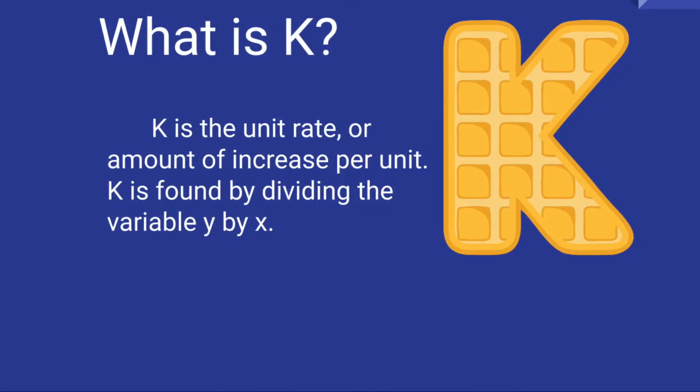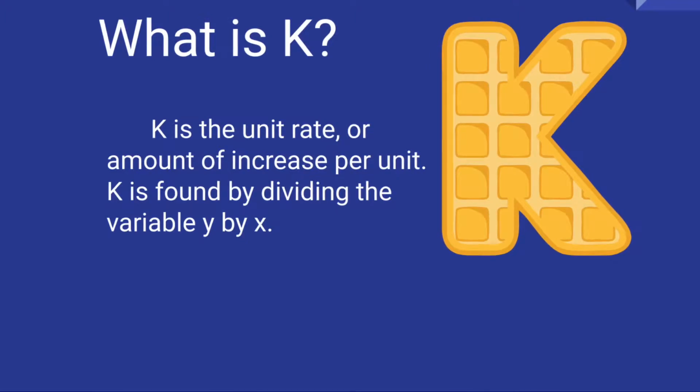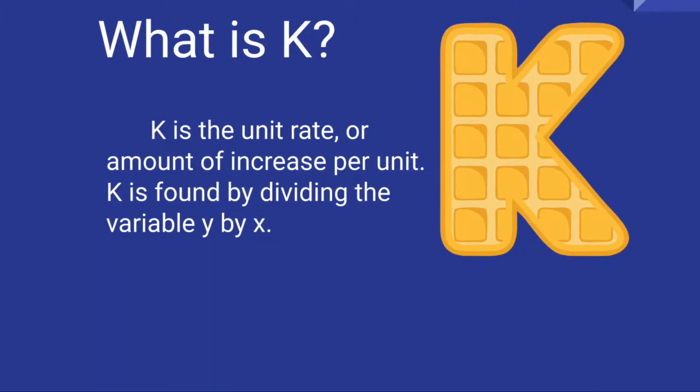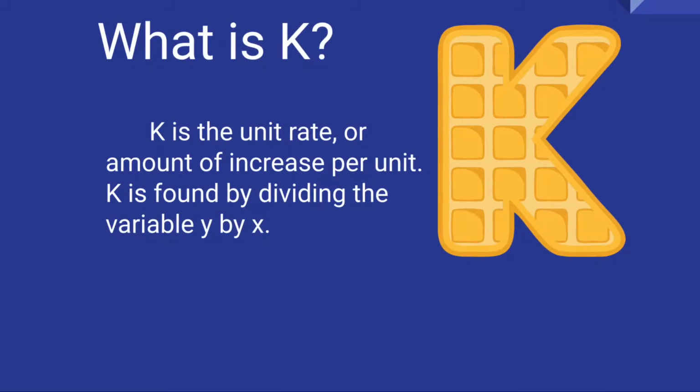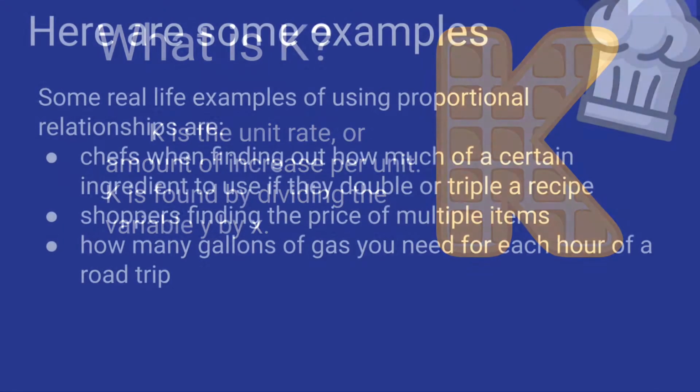Now that we know how to figure out if a graph is proportional, we need to know what k is. K is the unit rate, or the amount of increase per unit. K is found by dividing the variable y by the variable x. If the graph is not proportional, then k is undefined because the unit rate is not constant.